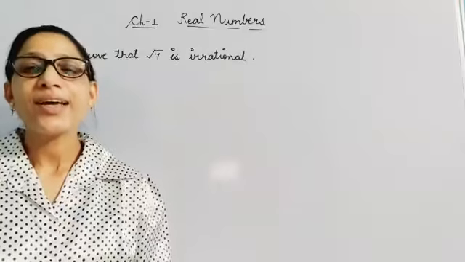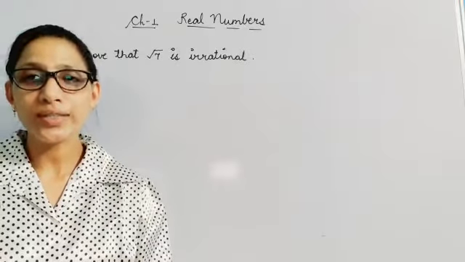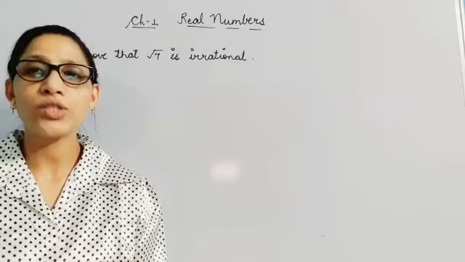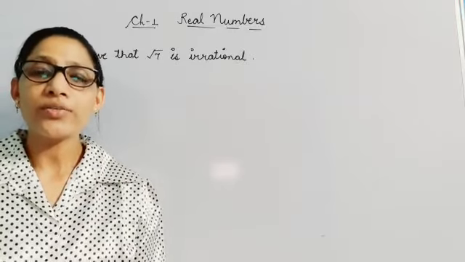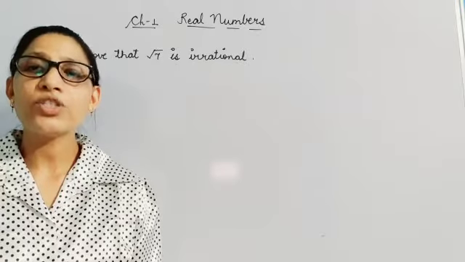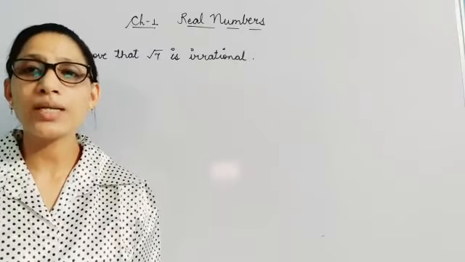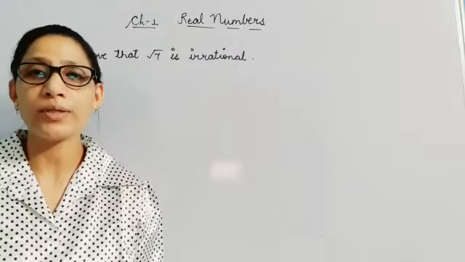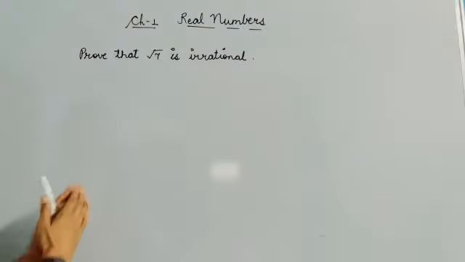Hi everyone, in this video we are going to learn about a specific method, which is the contradiction method. The contradiction method helps us prove that a given number which cannot be expressed in p by q form is an irrational number. So let's see how we can prove root 7 is an irrational number.